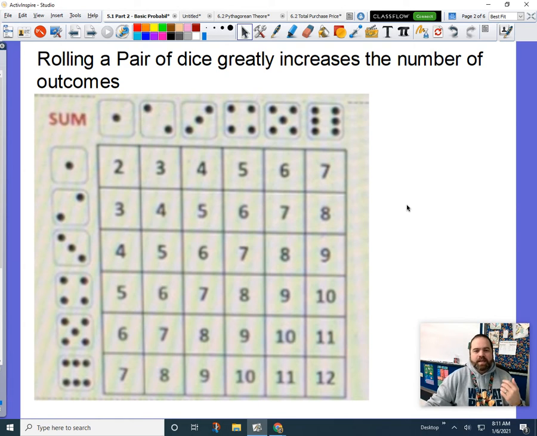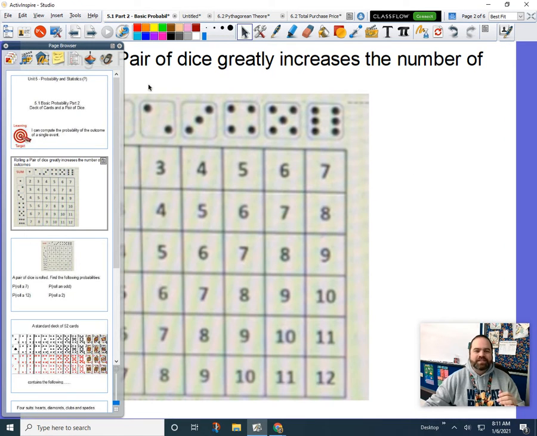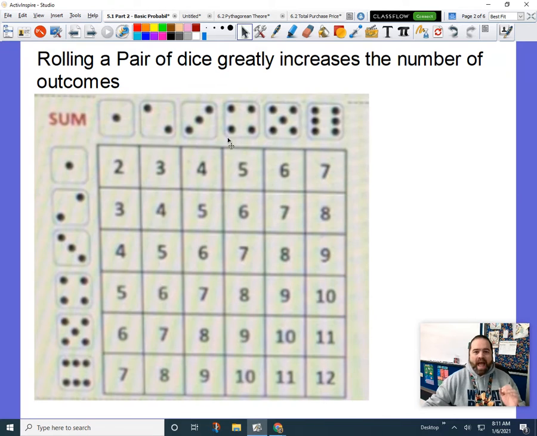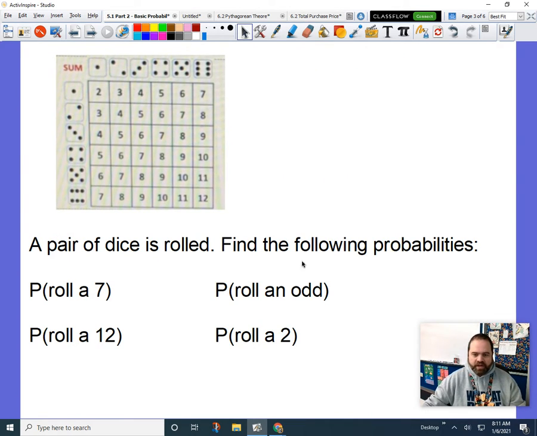The types of questions that you're going to be asked are basically numeric. What's the probability you could roll a 5? What's the probability you could roll a 12? Things like that. But every single time on these, your total possible outcomes, your denominator, is going to be 36. What I want you to keep in mind is it's out of 36, whereas a single die was out of 6. So here's a smaller version of the graphic for a couple of questions.